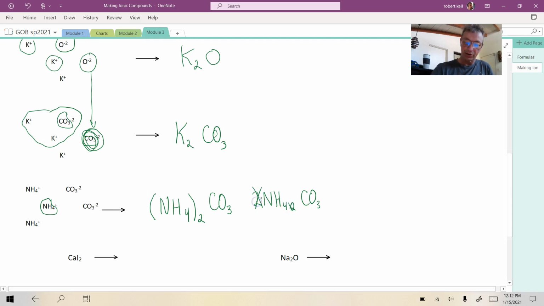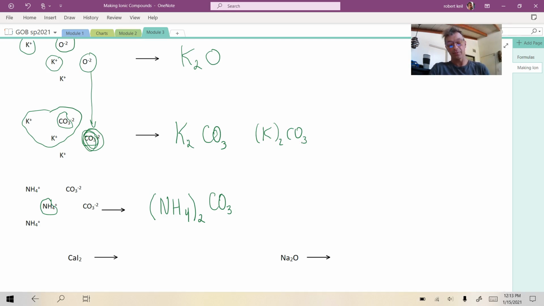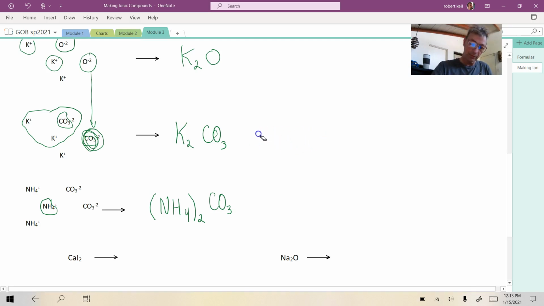That's not right. Make sure you put the parentheses in the right place. Better to put too many parentheses than not enough. If somebody gave me this answer on a test, I would laugh and accept it. It's not necessary, but it's completely okay. Okay, so far so good.